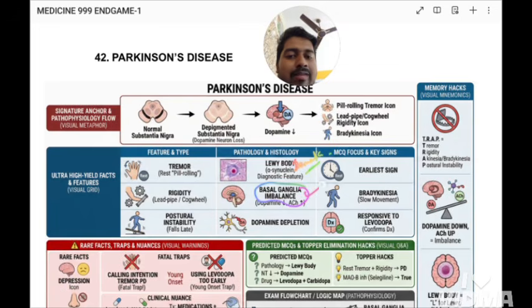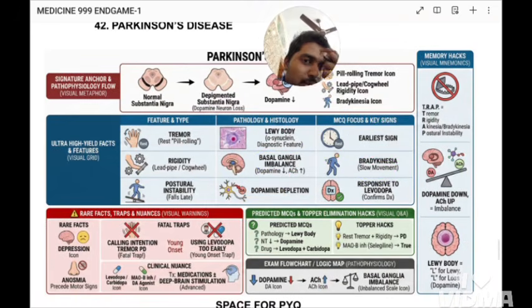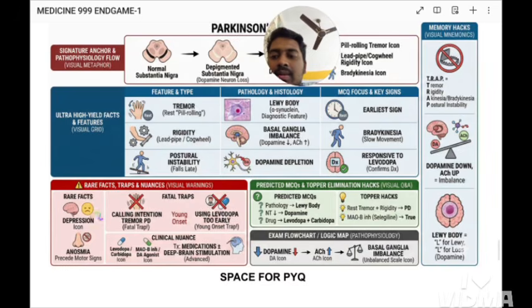Next, basal ganglia involvement causes imbalance, and then there is dopamine depletion in Parkinsonism. The earliest sign is the resting tremor. Then bradykinesia, slow movement, and there will be a drastic response to levodopa. There will be a lot of improvement. Now, very rare facts are that depression is associated with Parkinson disease. That can also be asked. And anosmia is one of the earliest indicators. So anosmia precedes even resting tremors.